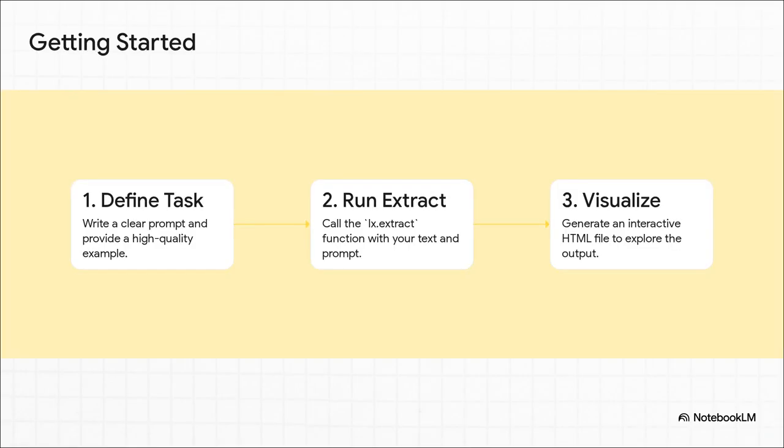And honestly, getting started is incredibly simple. It's just a three-step process. First, you define what you're looking for with a clear prompt and a good example. Second, you run the extract function. And third, you visualize the results. It's all designed to get you from an idea to actual data as fast as possible.